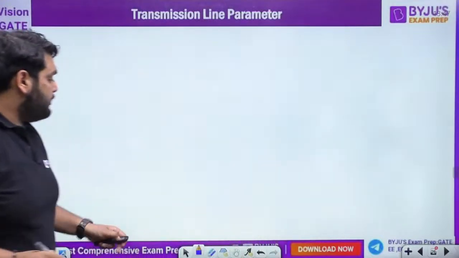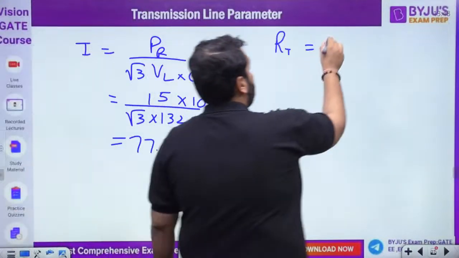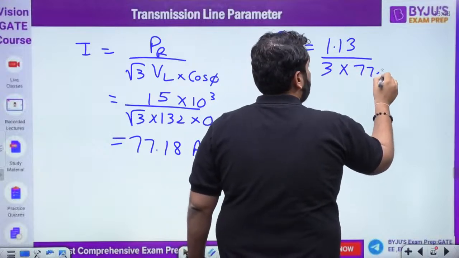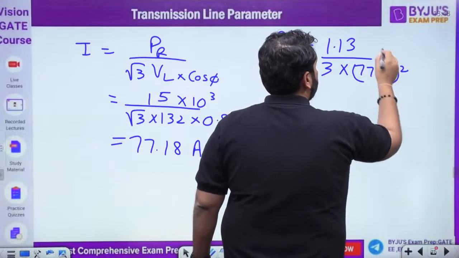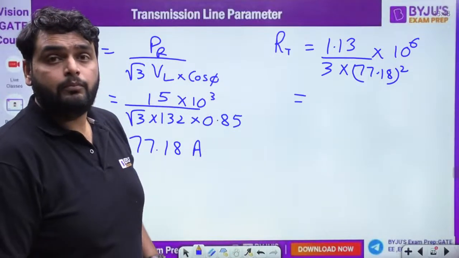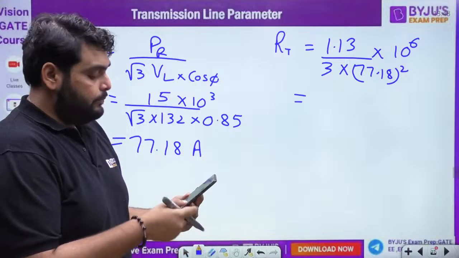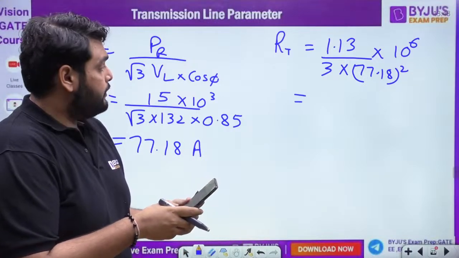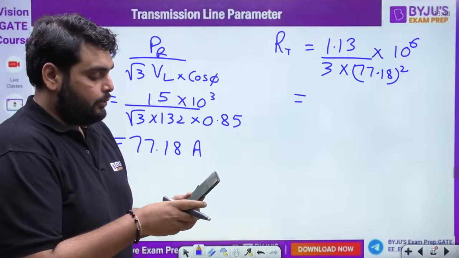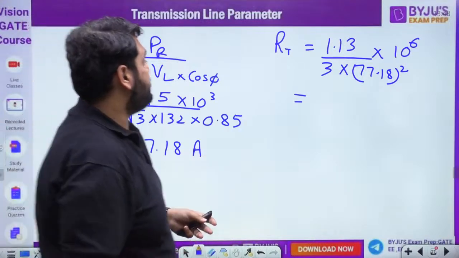Total resistance is power loss. Total resistance is power loss 1.13. So 1.13 divided by 3 multiplied by 77.18 whole square multiplied by 10 raised to power 6. So how much does this come out to when you solve it? 1.13 divided by 77.18 whole square into 10 raised to power 6. So it comes out to be 63.23.